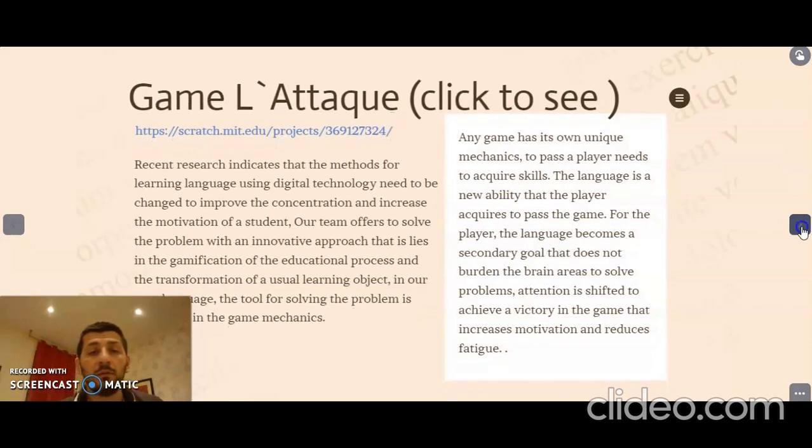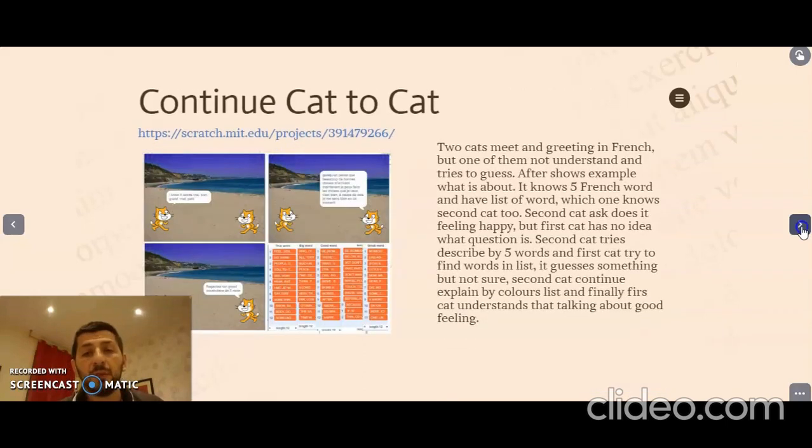But we continue. The next game is Cat to Cat. Two cats meet, and one of them speaks French, but the other does not understand and tries to guess. After showing an example of what it is about, the first cat knows five French words and has a list of words which it knows. The second cat asks, are you really happy, but the first cat has no idea what the question in French means. The second cat tries to describe it with five words, and the first cat tries to find the word in the list. It guesses something but is not sure. The second cat continues to explain by calling out words from the list, and finally the first cat understands that it is about a good feeling.